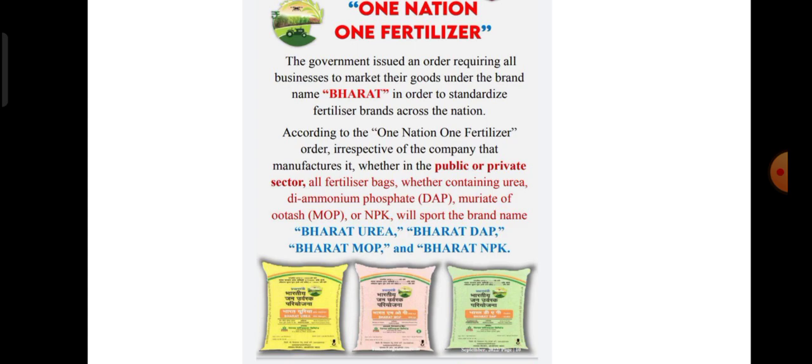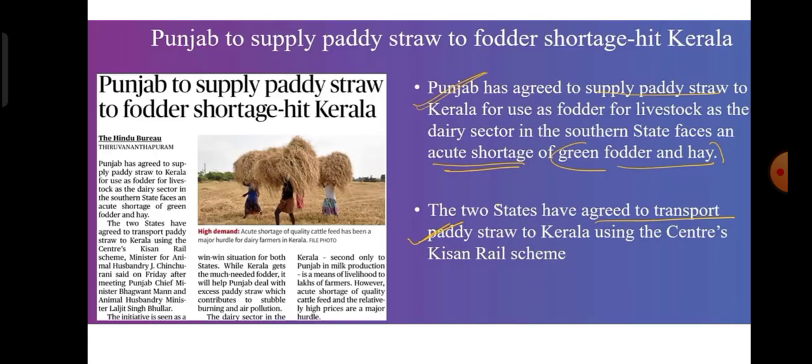So to avoid all those things, the government has brought a big initiative with the brand name of Bharat. Whichever company it may be, fertilizers are sold under the title of Bharat at a subsidized rate. According to the One Nation One Fertilizer order, irrespective of the company that manufactures it, whether in the public or private sector, all fertilizer bags, whether containing urea, DAP, MOP or NPK, will sport the brand name Bharat: Bharat Urea, Bharat DAP, Bharat MOP, Bharat NPK, and so on.